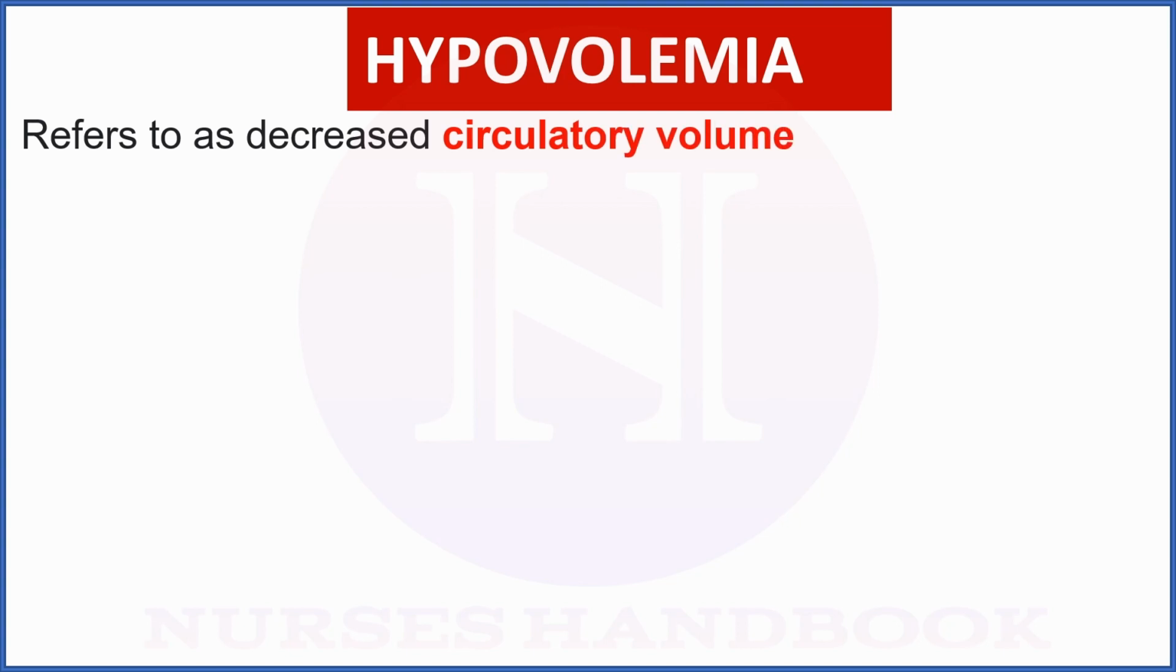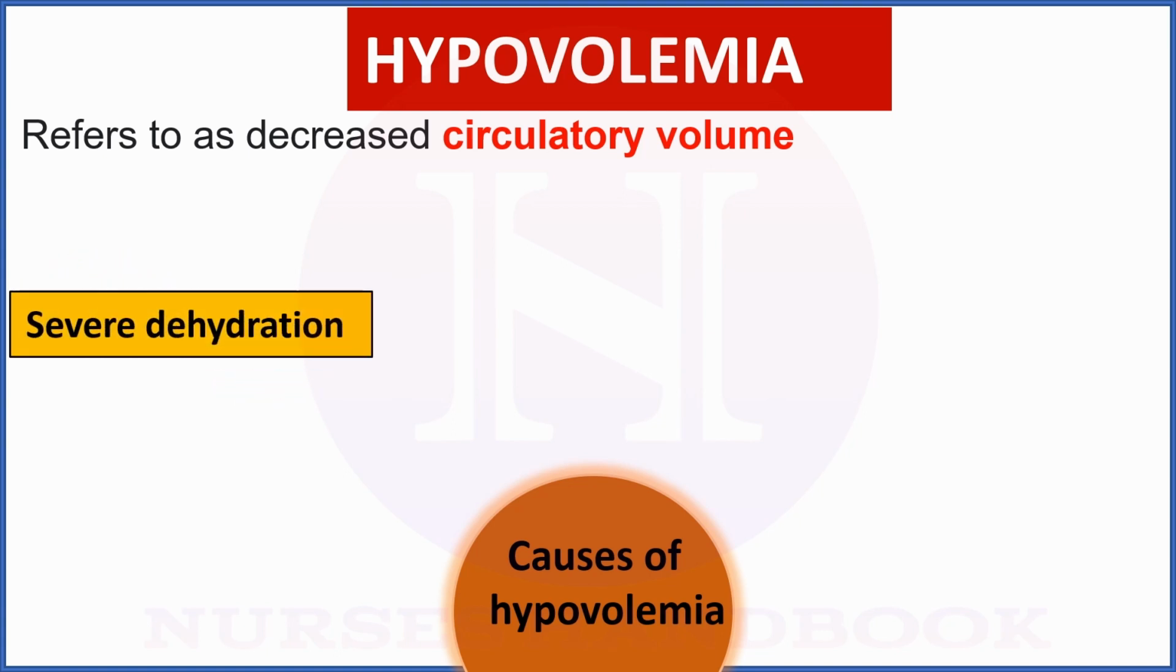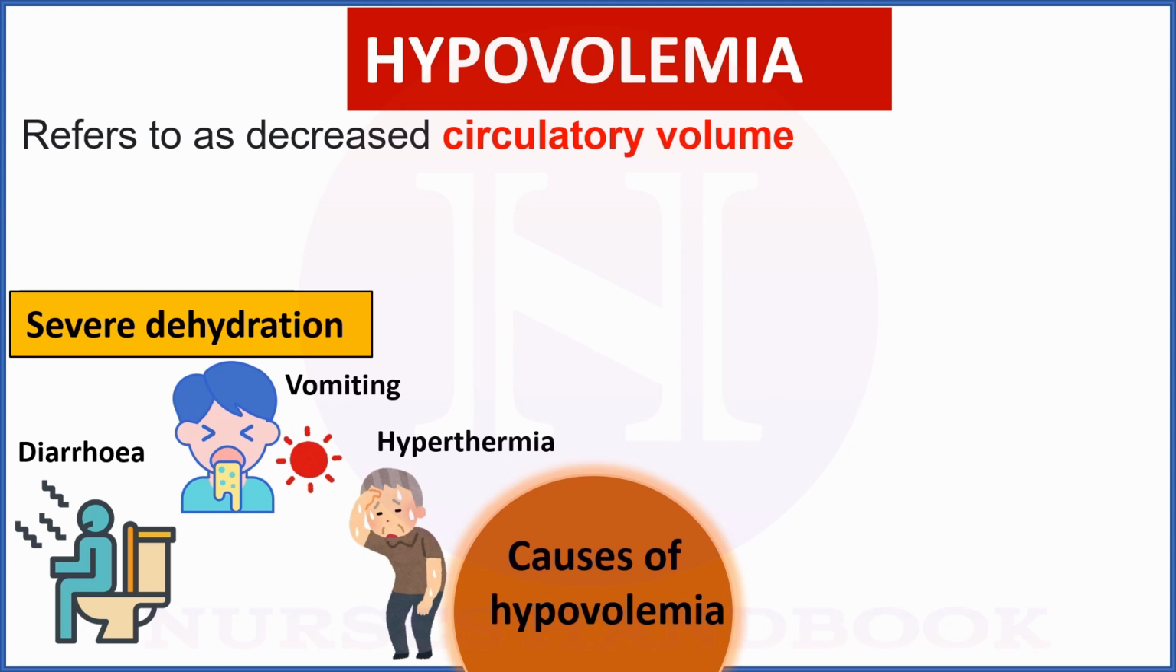The first H is hypovolemia, which refers to the decreased circulatory volume in the body, which is also known as volume depletion or volume contraction. So, what can be the causes of hypovolemia? It can be severe dehydration as a result of diarrhea, severe vomiting, hyperthermia, excessive sweating, etc.